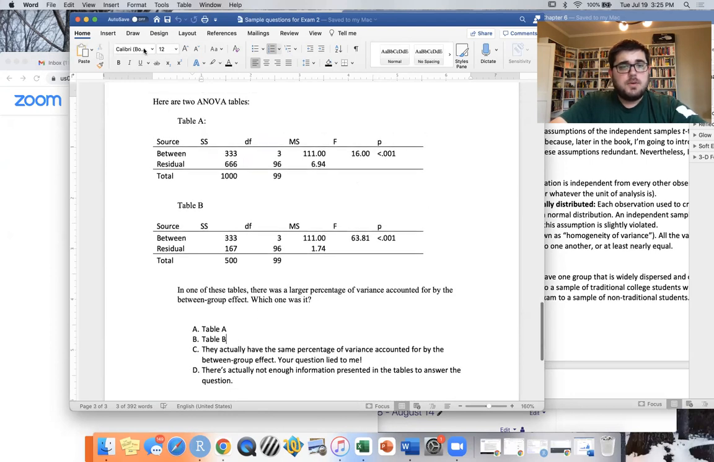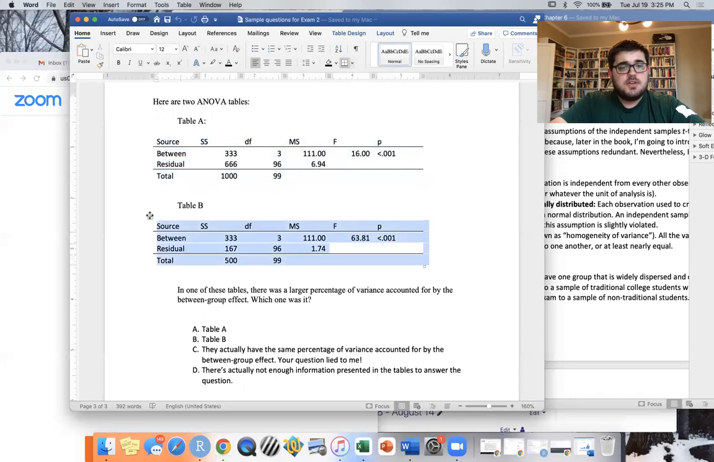All right, last one. Here are 2 ANOVA tables. If you've read chapter 6 and you've watched the chapter 6 lecture video, you should know what an ANOVA table is. In one of these tables, there was a larger percentage of variance accounted for by the between group effect. Which was it? What does that mean?